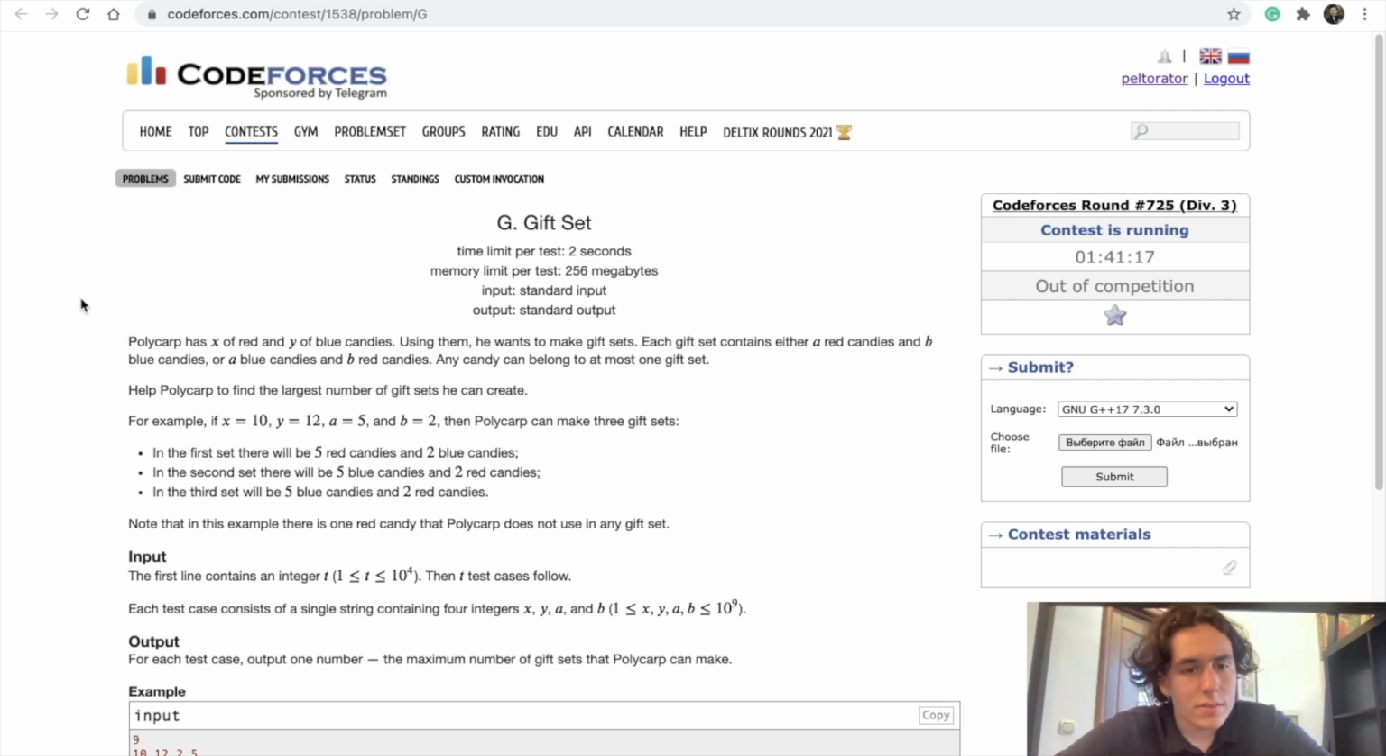Wait, what? Then we want to make gift sets, and each candy can belong to at most one gift set. Find the maximum number of gift sets he can create. For example, there may be one red candy that Polycarp does not use in the gift sets. X, Y, A, B. Okay, makes sense.